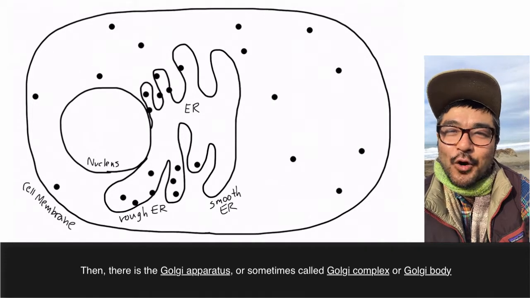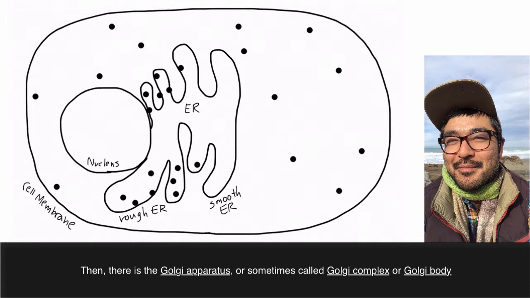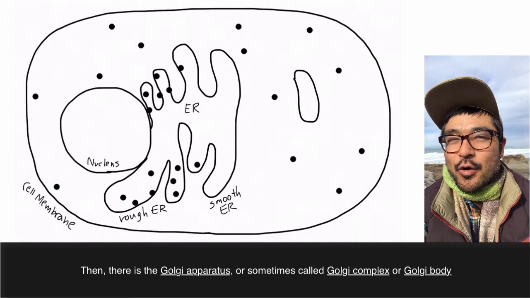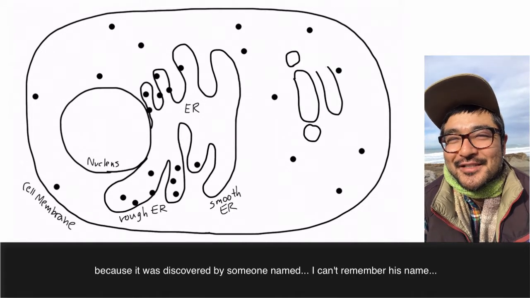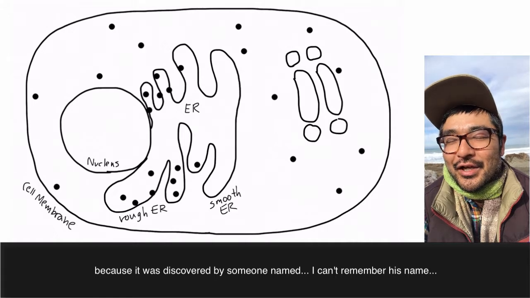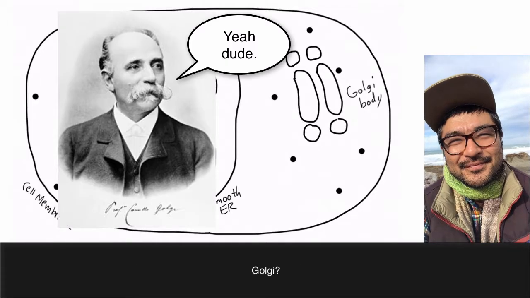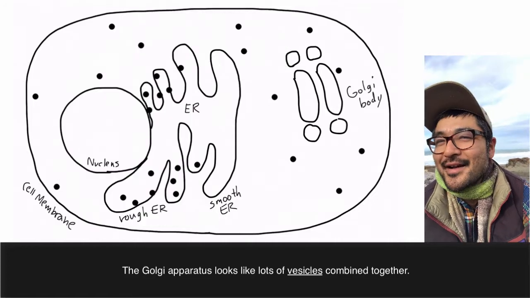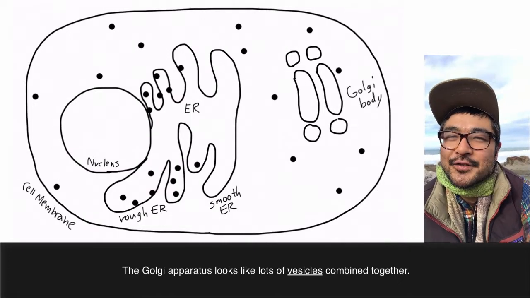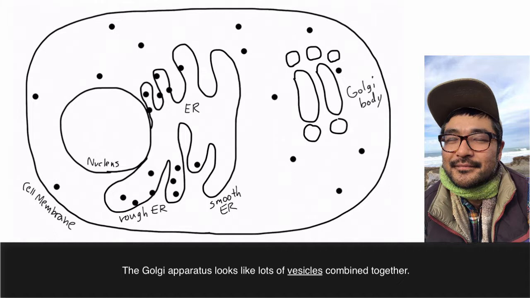Then there's the Golgi apparatus, or sometimes called Golgi complex or Golgi body, because it was discovered by someone named, I can't remember his name. Golgi? The Golgi apparatus looks like lots of vesicles combined together.